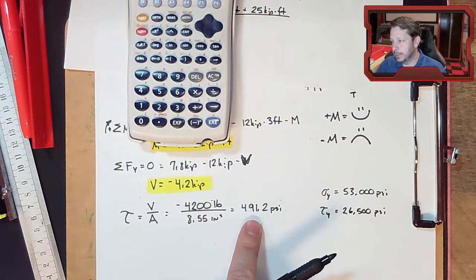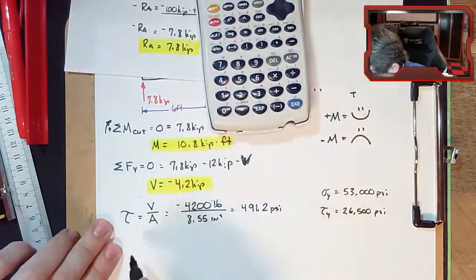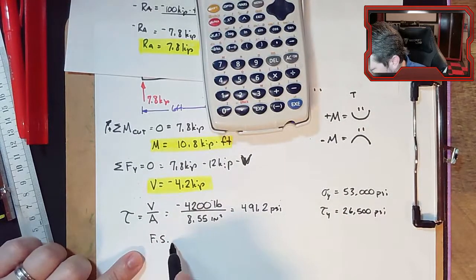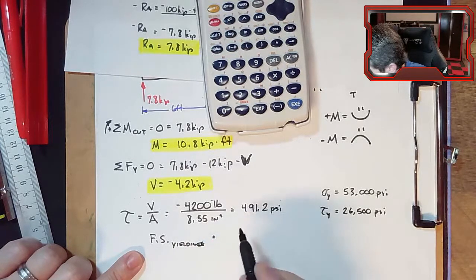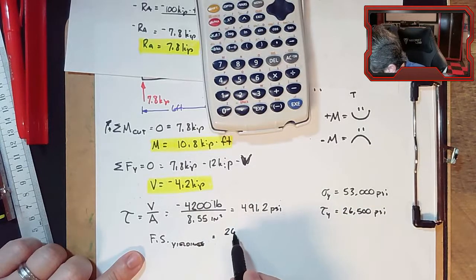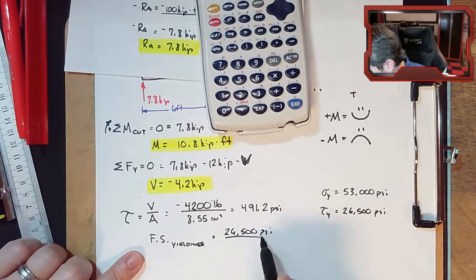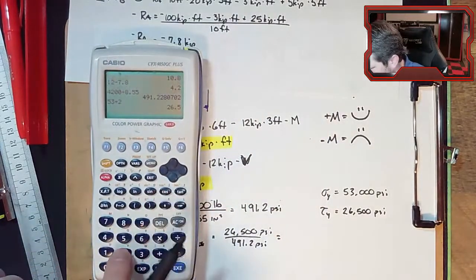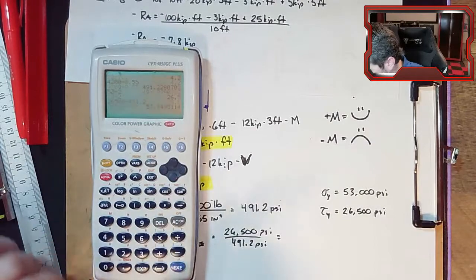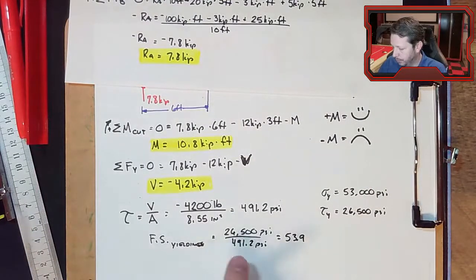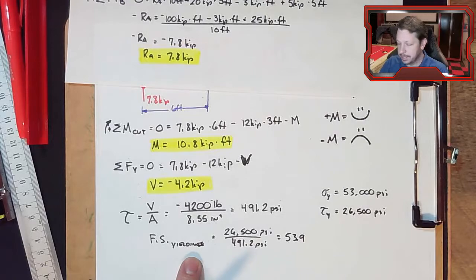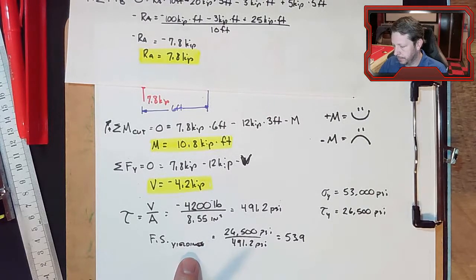And we are well below that. We're at 500 PSI. So we have a factor of safety against shear. This is the yielding. The yield strength is 26,500 PSI. The shear stress, 491.2 PSI. Our factor of safety is 26,500 divided by 491.2. We have a factor of safety of 53.9. So we definitely have plenty of headroom before this thing begins to shear. And that's normally going to be the case for this direct shear. It's pretty tough to put enough force on a cross section to directly shear it. All right.